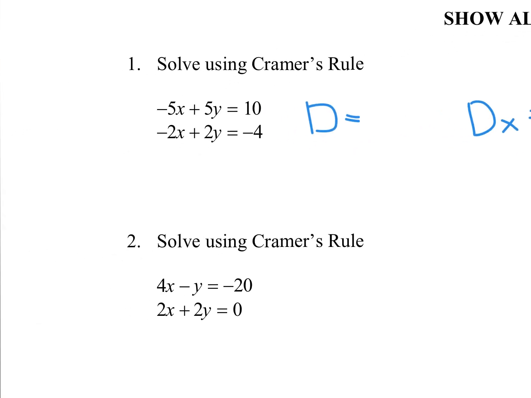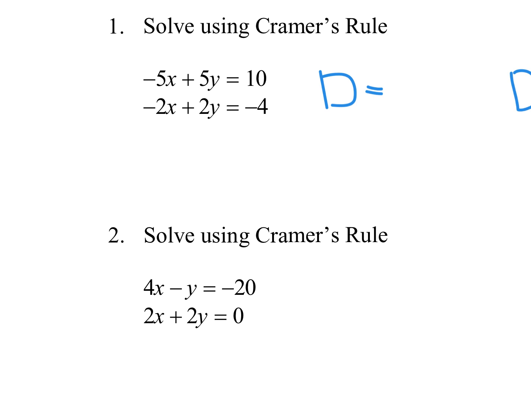With a 2 by 2, you just write out the coefficients of x and y. What are the coefficients of x and y? Coefficients are the numbers in front of the letters, guys. Okay, so -5, -2, and then what are the coefficients of y? 5 and 2. All right.